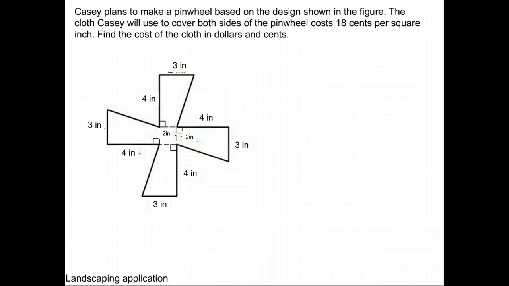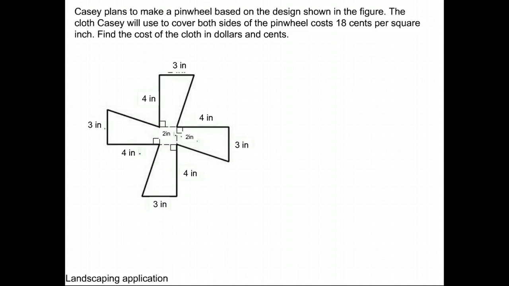Okay, so we found composite figures by adding areas together, by subtracting areas, and now we're going to do some really crazy looking figures. Okay, this is a pinwheel. He wants to cover both sides of the pinwheel. It costs 18 cents per square inch. Find the cost of the cloth in dollars and cents.